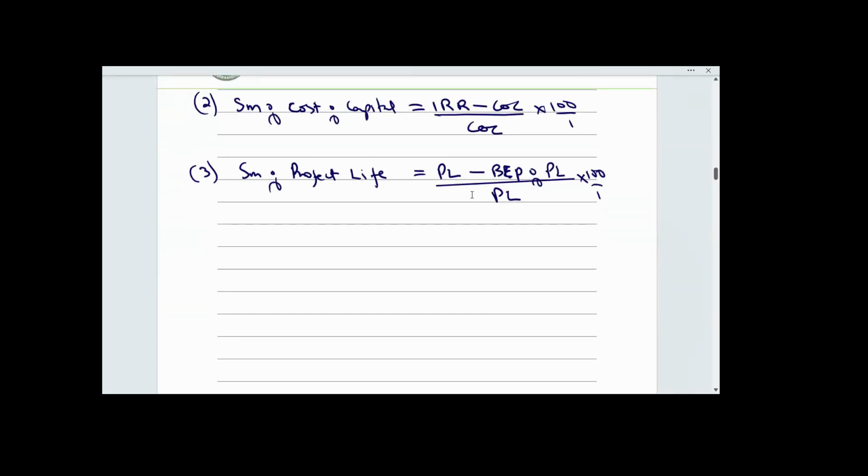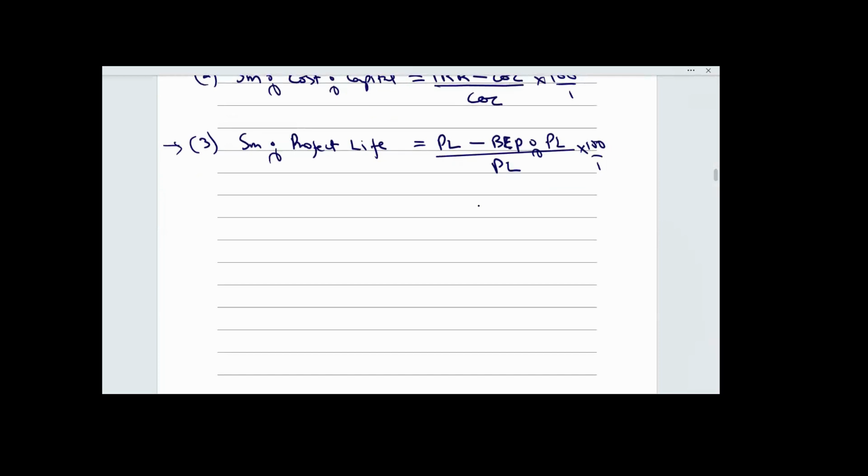However, when you look at this last one, sensitivity margin of project life, you will notice that you have break-even point of project life. Therefore, how do you compute break-even point of project life? Whenever you want to calculate sensitivity margin of project life, the first thing you need to do is to go and calculate break-even point of project life. Therefore, let me show you calculating break-even points.